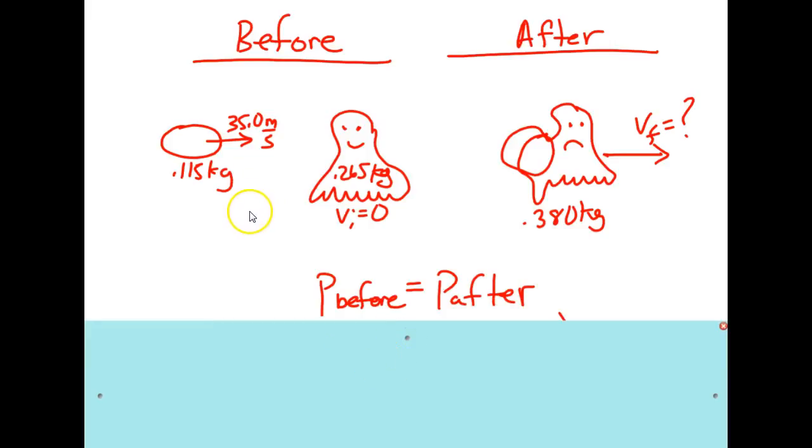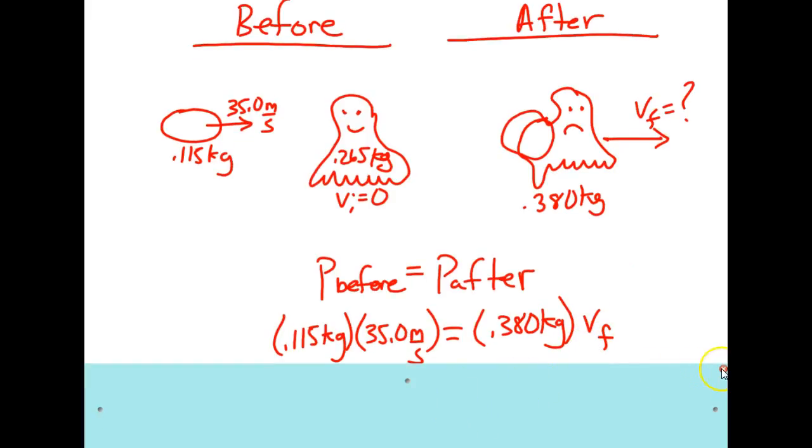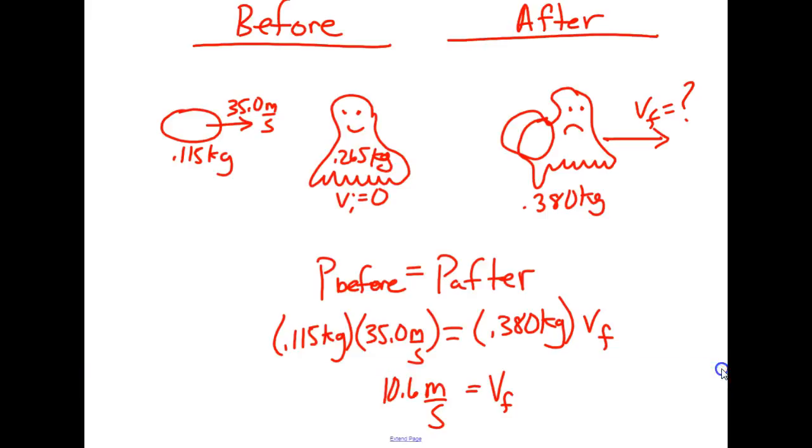What objects, if any, have momentum beforehand? Just the puck. So this would be 0.115 kilograms times 35 meters per second. What objects, if any, have momentum after the collision? They both do combined, so we add their mass together and are solving for the final velocity VF. We do the algebra and the math. Pause this video if you need a moment to do that. And we get a final velocity of 10.6 meters per second.